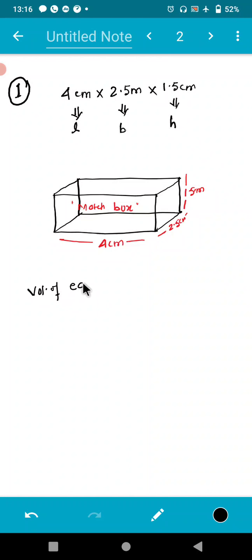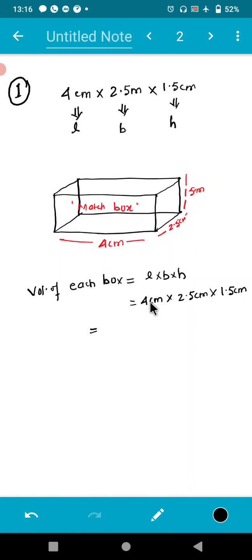So what we have to find out, we have to first find out the volume of each box, and that would be what? Length into breadth into height. So why we are writing the volume of a cuboid this time? Because the shape of a matchbox is very equivalent to cuboid, and so we are applying the formula of volume of cuboid here. Now what is the value of length? That is 4 centimeter, breadth is 2.5 centimeter, and height is 1.5 centimeter.